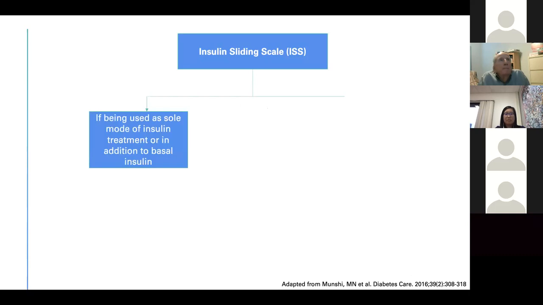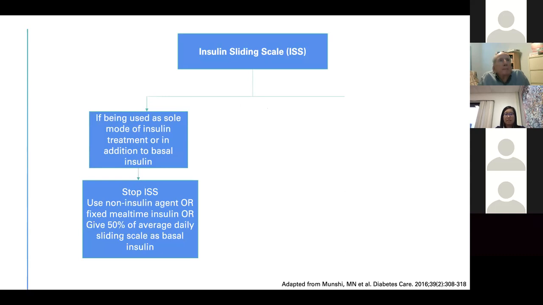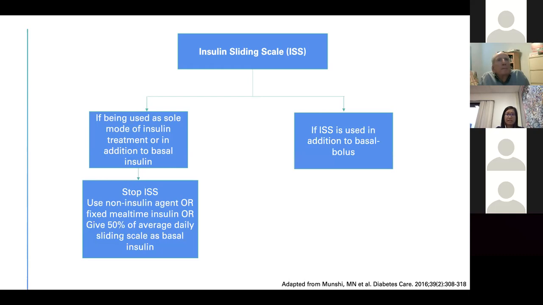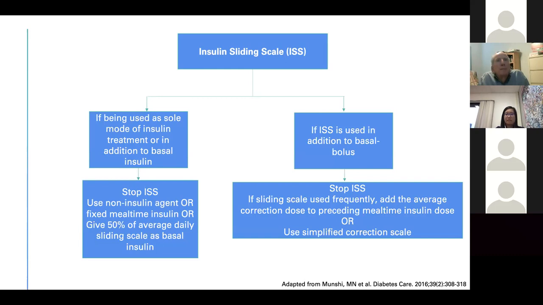If it's being used as a sole mode of insulin treatment or in addition to basal insulin, I recommend stopping the insulin sliding scale, using a non-insulin agent instead, using a fixed mealtime insulin dose, or giving 50% of the average daily sliding scale as a basal insulin. If the insulin sliding scale is used in addition to basal bolus, what you can do is stop the insulin sliding scale. If the scale is being used frequently, add the average correction dose to the preceding mealtime insulin dose, or use a simplified correction scale that doesn't require so much titration.